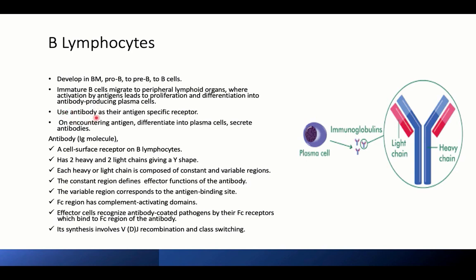Antibody. These B cells use the antibody as their antigen-specific receptor. So we have here a plasma cell, that is a mature B lymphocyte, which secretes the immunoglobulins or antibody, and this is the immunoglobulin or the antibody. On encountering antigen, it differentiates into a plasma cell and secretes antibody.